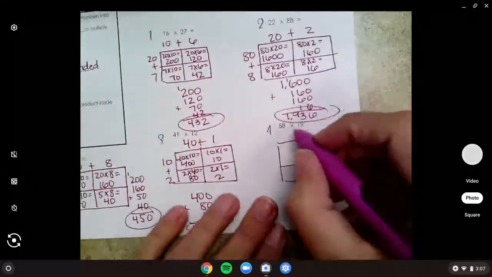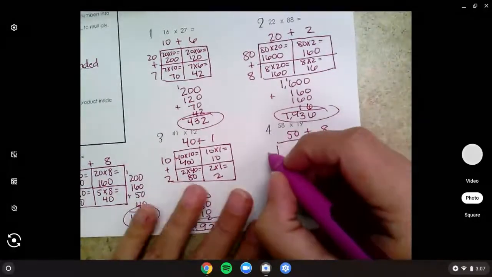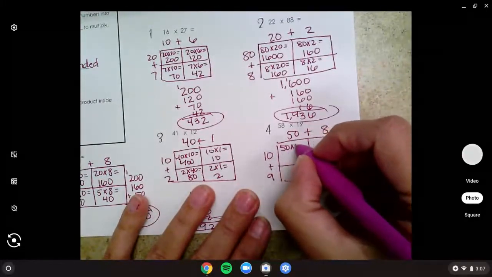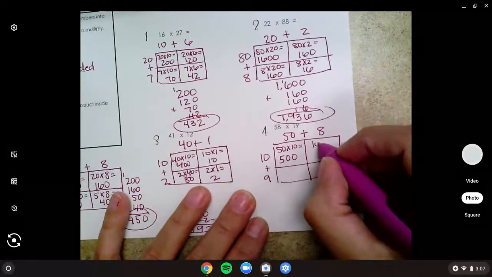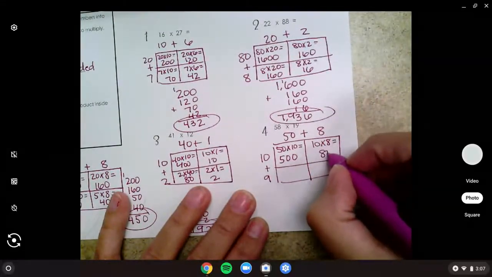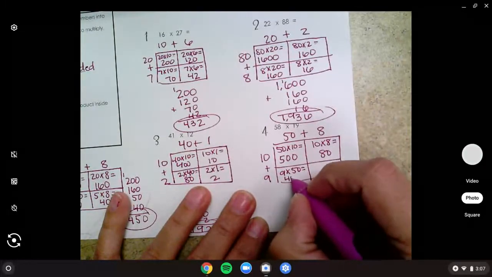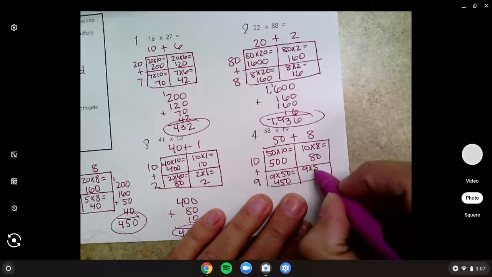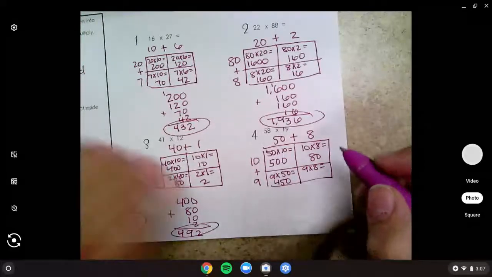All right. The last one. 50 plus 8 and 10 plus 9. 50 times 10 equals 500. 10 times 8 equals 80. 9 times 50. 9 times 5 is 45, and add 1 0, 450. And 9 times 8 equals 72.